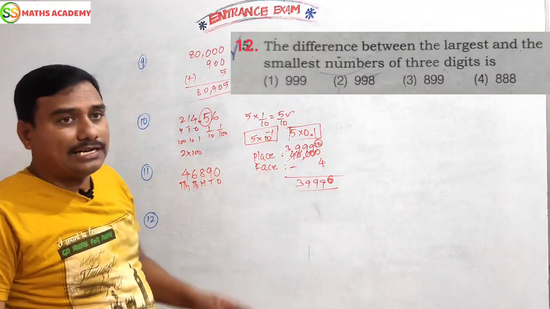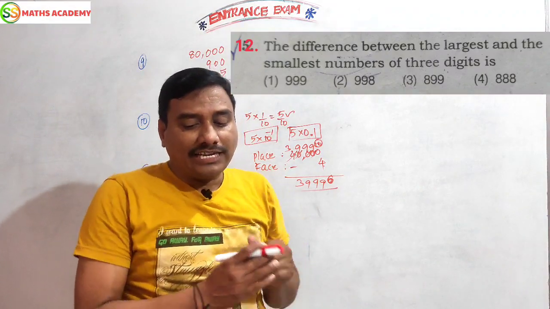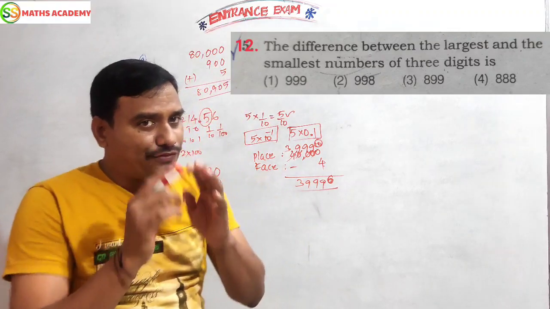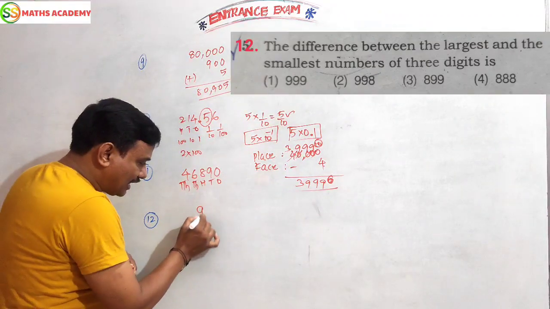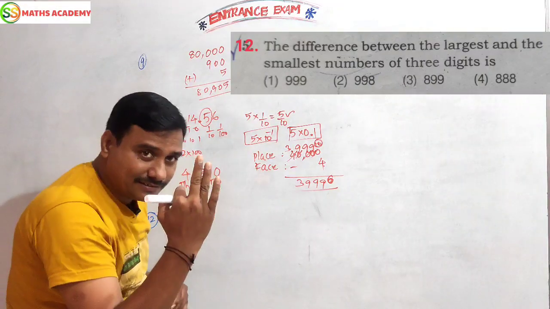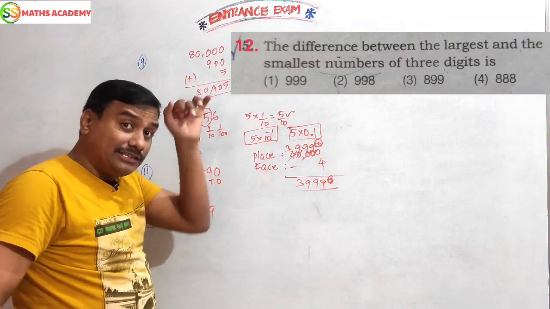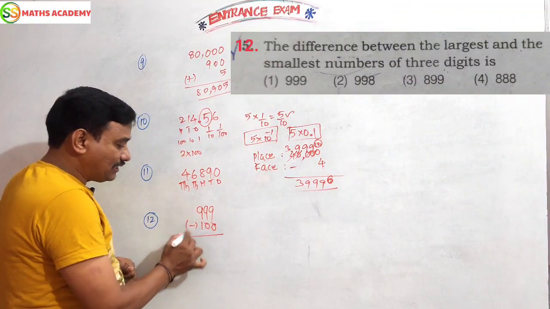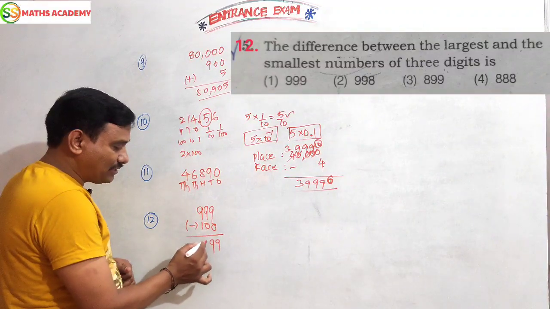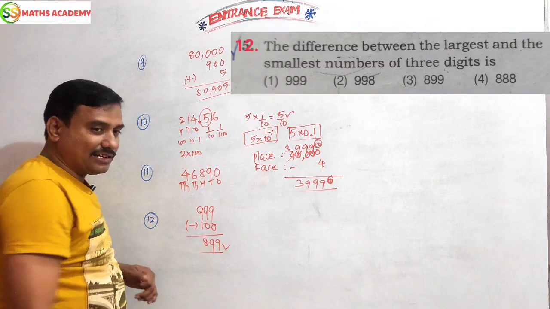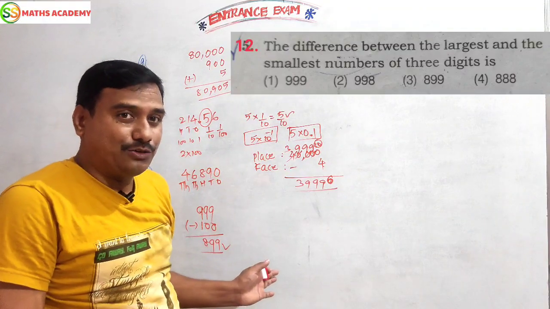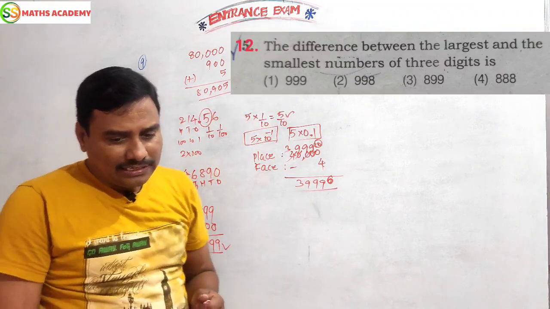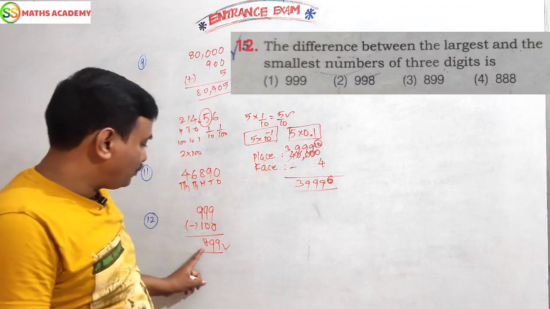See the 12th question. Now I am reading from the textbook. The difference between the largest and the smallest number of 3 digits. I told you, friends, the largest 3-digit number is 999. The smallest 3-digit number is 100. He is asking the difference: 999 minus 100 is 899. Finish the answer. How much time has it taken? Just 5 seconds. The option 899 is the third option. You have to bubble it.